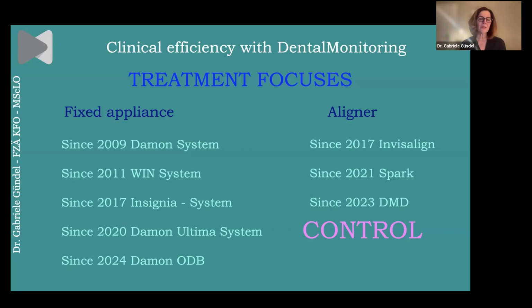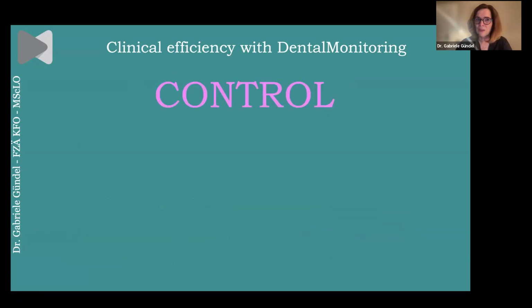I think orthodontists are more or less all a little bit control freaks, and control is what we have with the dental monitoring system also. And we have a very precise, a very efficient, and a weekly control about the appliances if we would like to have this. So this is how I would like to start my presentation, that I would like to transport the information that control is something we need in our treatment progresses to be efficient and to have very good results.